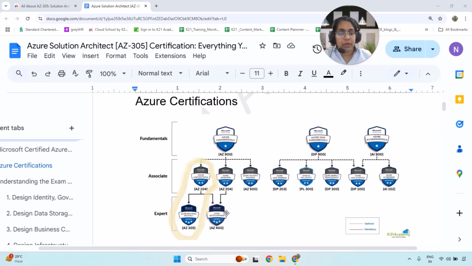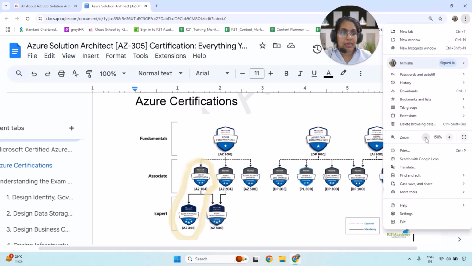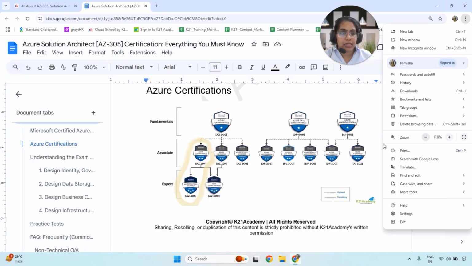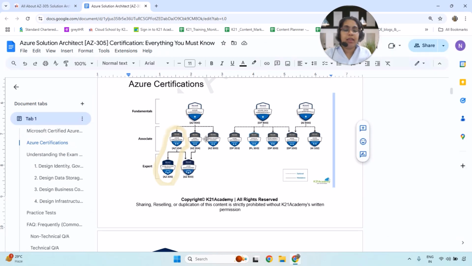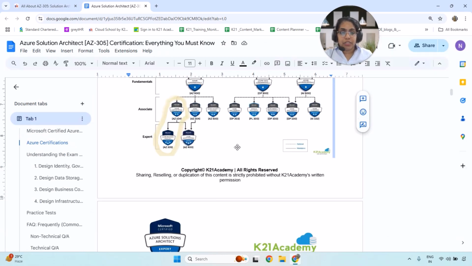So I hope this is clear, and let me just make it small so that we can see the next things we are going to discuss. So this was all about the Azure certifications part. Now moving further, we need to understand the exam structure. So let's understand this exam structure.